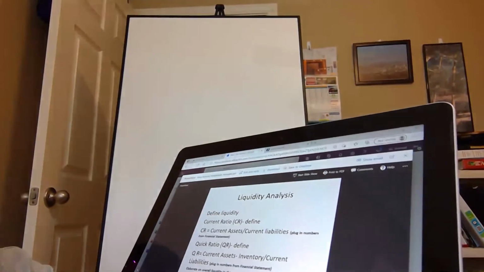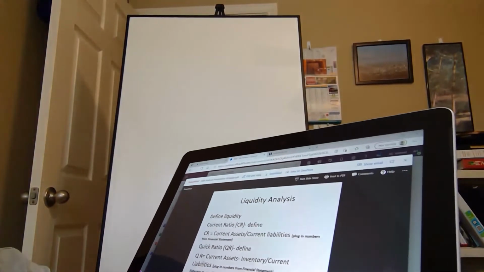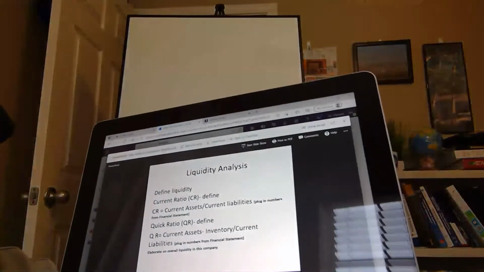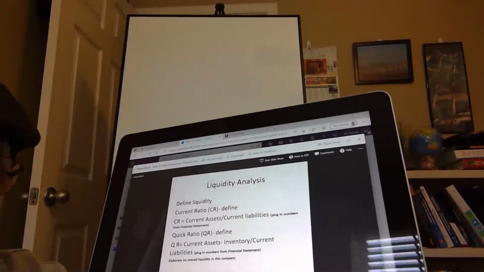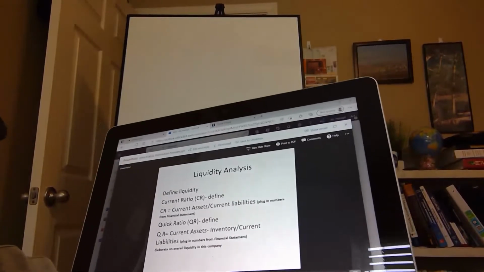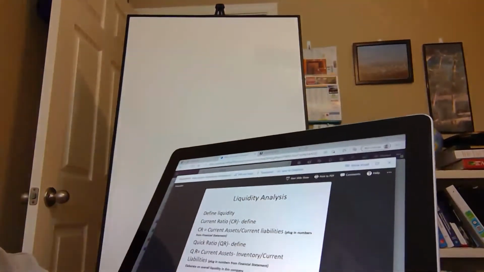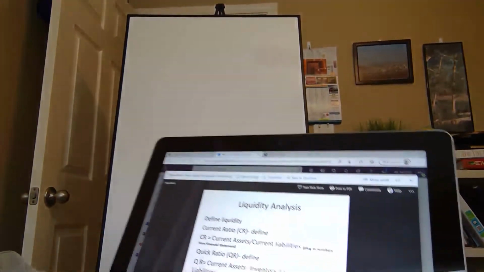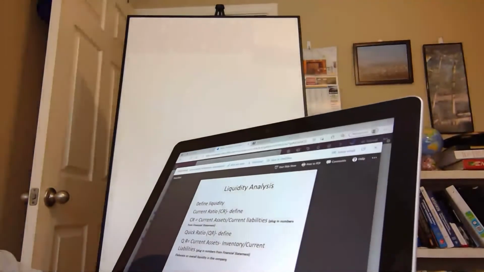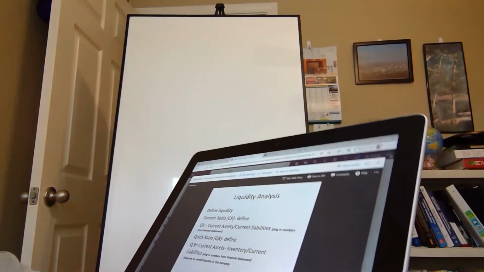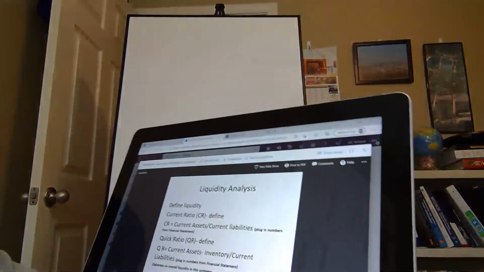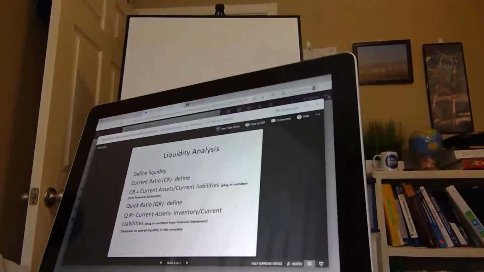Define current ratio. I wrote to you that current ratio is equal to current assets over current liabilities. You just need to plug in the numbers from the financial statements that you printed. Then you have a quick ratio. You define it, and I wrote the formula for you: current assets minus inventory divided by current liabilities. Just plug in the numbers, okay?